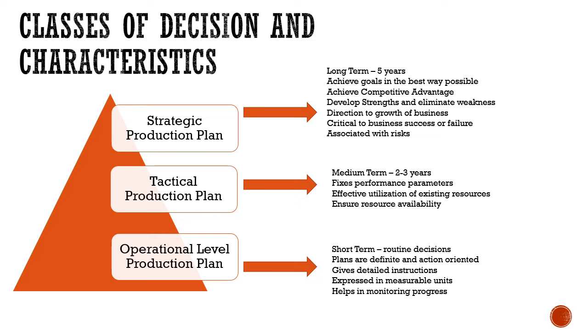The last one is the operational level production plan. This refers to the action plan for the day-to-day activities of an organization, the day-to-day functioning of an organization. It defines the short-term methods to achieve the strategic objectives set in order to achieve the strategic plan of the organization.